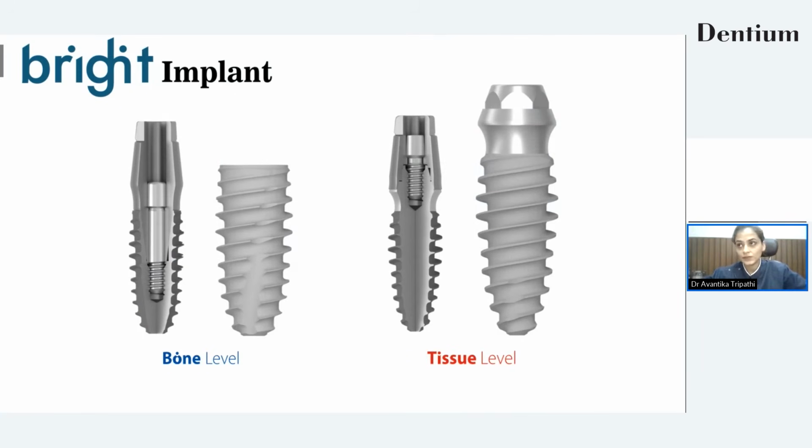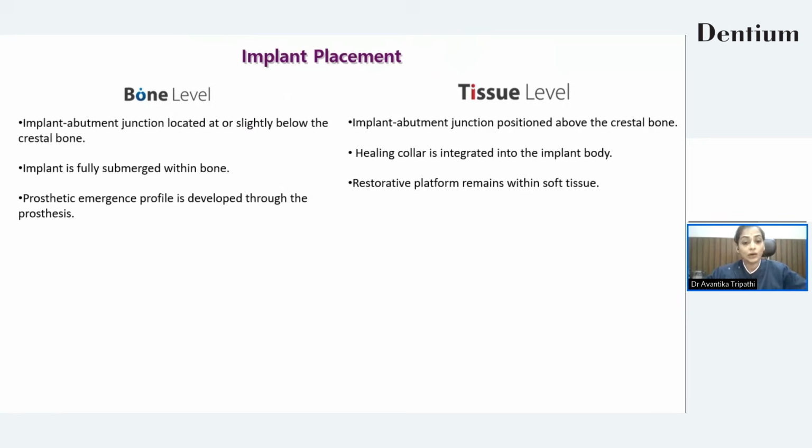This webinar is to make you understand and select the right implant design based on the clinical indications. So according to your case, you can choose which implant is best for the patient. Again, the question is not which design is better, whether the bone level or the tissue level is better. But the question is which is better for your clinical condition.